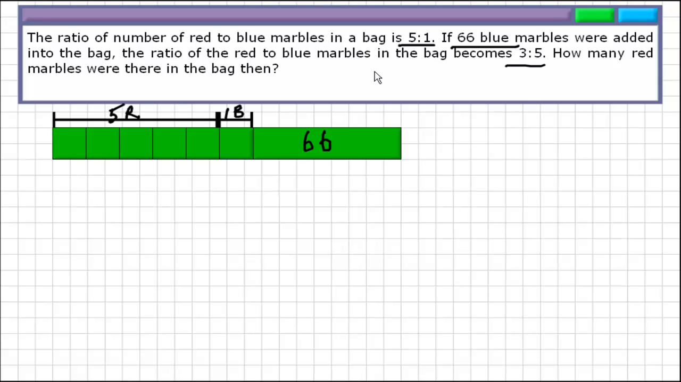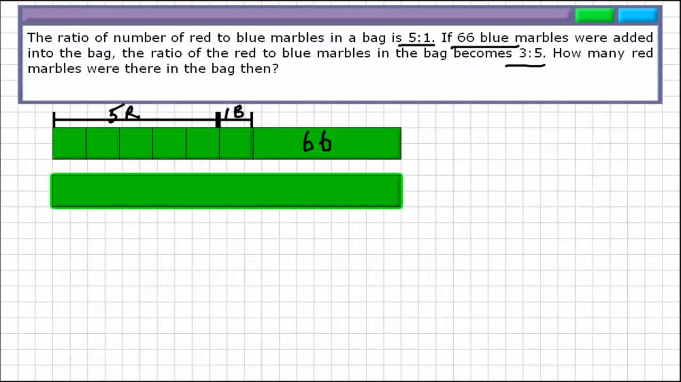So when 66 marbles were added, the ratio of red to blue marbles changes from 5:1 to 3:5. Let's represent this changed ratio. We get another block, and since it's 3:5, we have to draw 8 parts to this model. Let's resize it, break it into 8 parts.